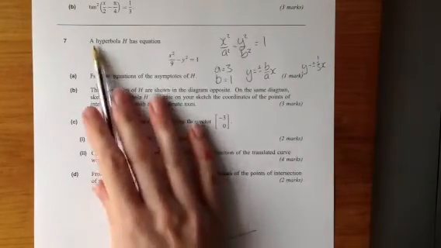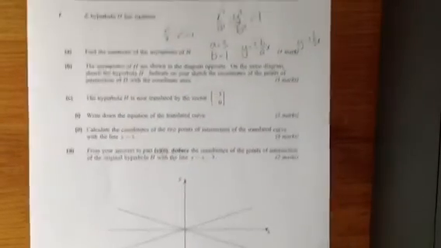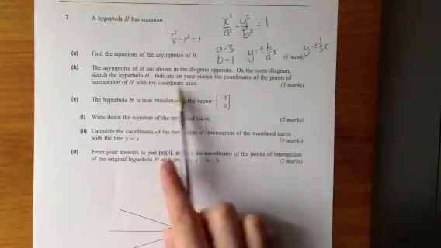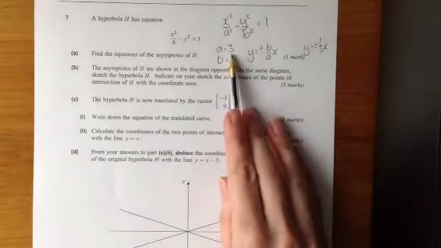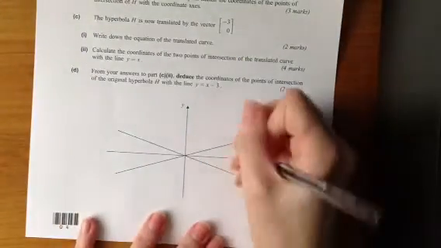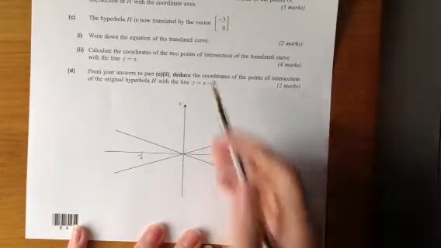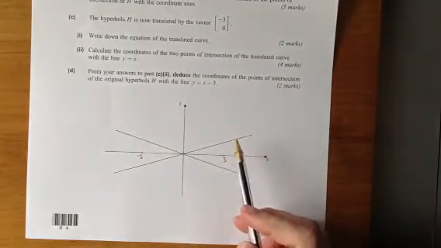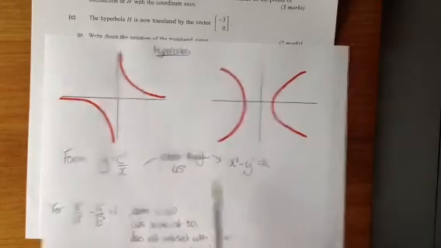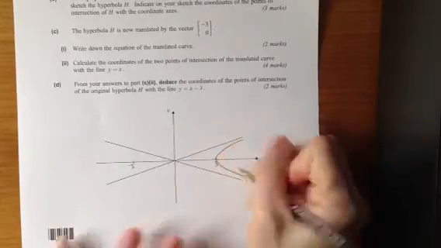For the hyperbola H, the asymptotes are shown in the diagram opposite. It's not actually opposite, it's underneath. On the same diagram, sketch the hyperbola, indicate on your sketch the coordinates of the points of intersection of H with the coordinate axes. So we know that it goes through at plus and minus a, so we know it's going through at plus and minus 3. So we're going to need to mark in our value of 3 and our value of minus 3, and we know that it's one of these ones that's in this form, so it looks like this rather than like this, because it's in this form rather than this form. So we can draw that one in now, like so.